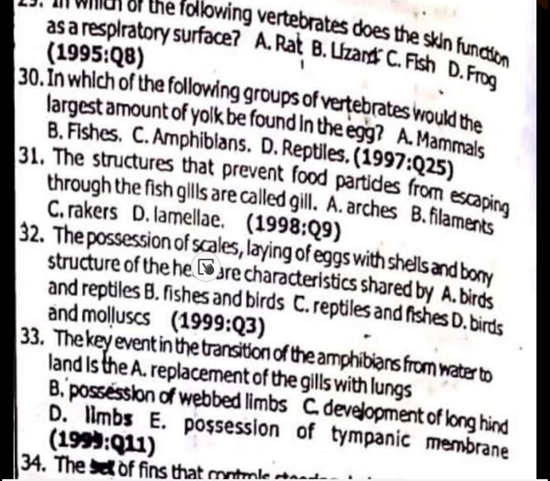32. The possession of scales, laying of eggs with shell and bony structure of the head are characteristics shared by, let's see, fishes and birds. They share these characteristics. Okay, fishes and birds. But I'd like you to note this. If you jot this down, it's also okay. The scales of birds are confined to their legs only.